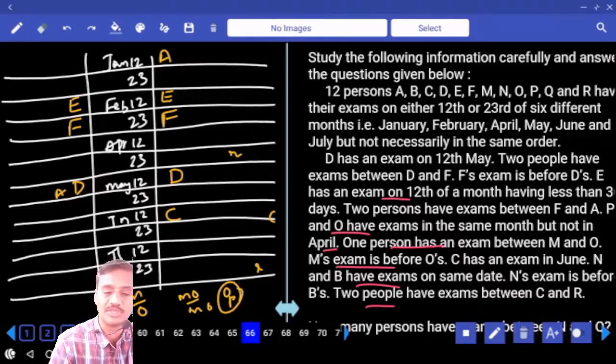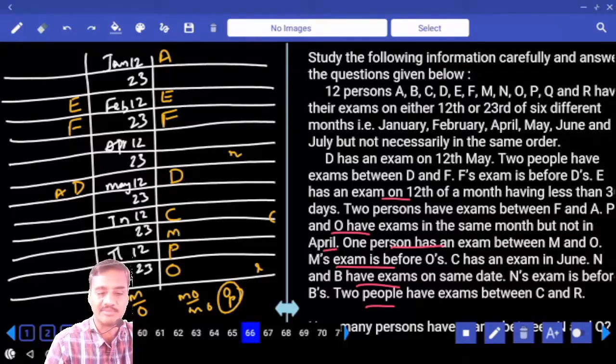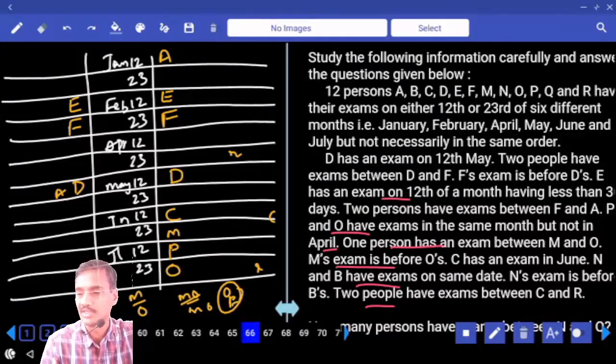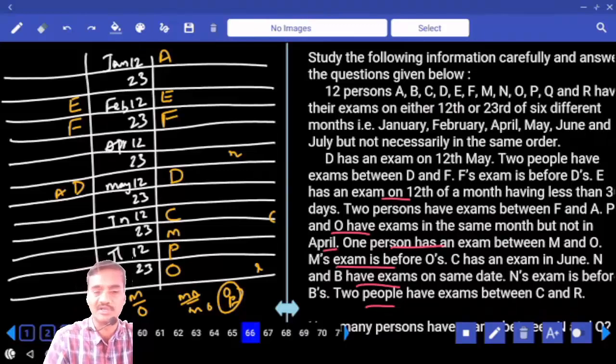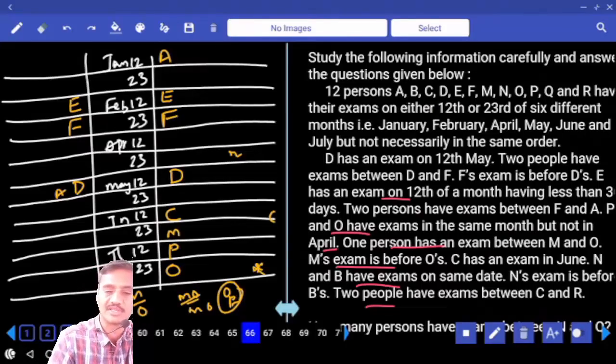Now out of which July, if O is here, now between M and O there must be exactly 1, which is not possible. O cannot be here. O is here, M is here, and P is here. Then between M and O, there is exactly 1, O and P. Then coming to this one, 2 people have their exam between C and R. Now in between C and R, it cannot be here. 2 in between C and R.